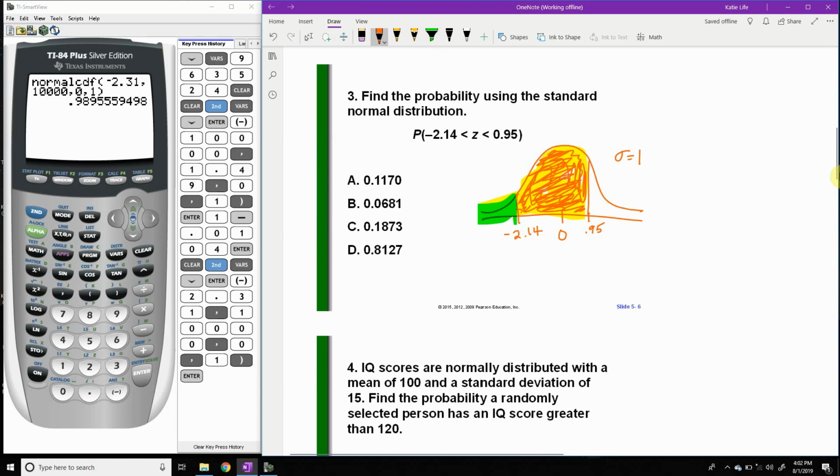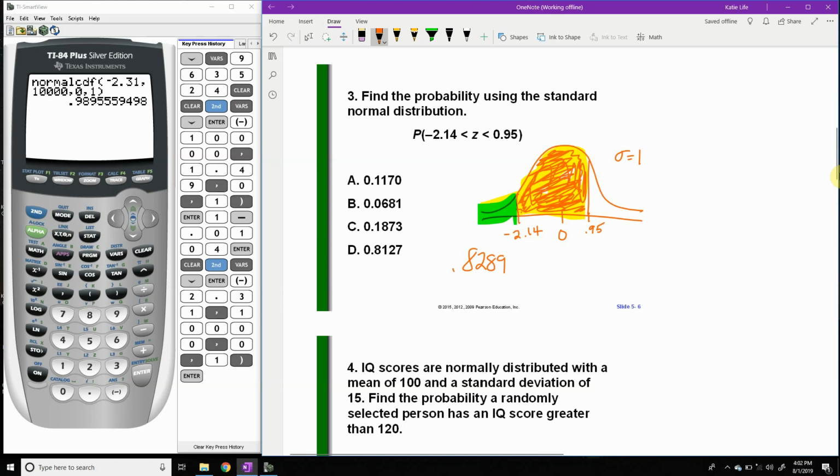So looking this up on the chart, I'm going to start on my positive side first because that's going to be the bigger area. 0.95 is 0.8289. 0.8289. Did I say that right? Yeah. My smaller area that's in green there is going to be on the negative side.